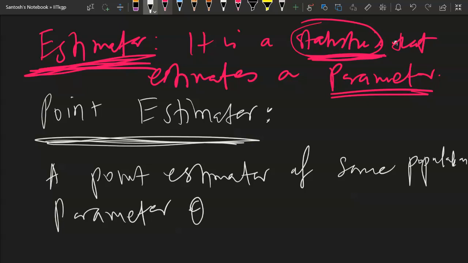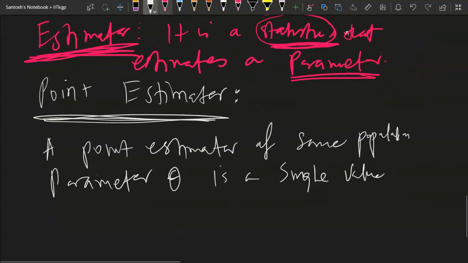Let's say theta. The parameter can be anything, like in the normal it is mu and sigma, but here I'm taking theta as a parameter in general. So a point estimator of some population parameter theta is a single value, and the notation is theta cap. So theta is the parameter, and theta cap is the estimator.